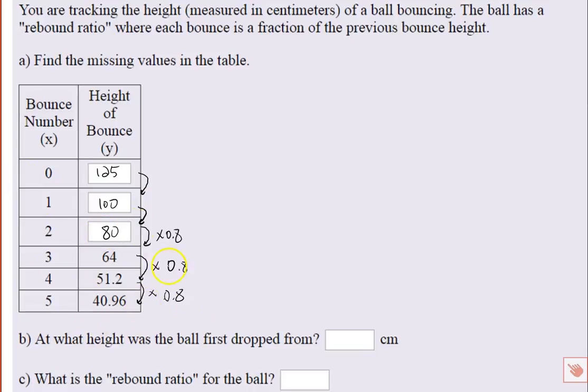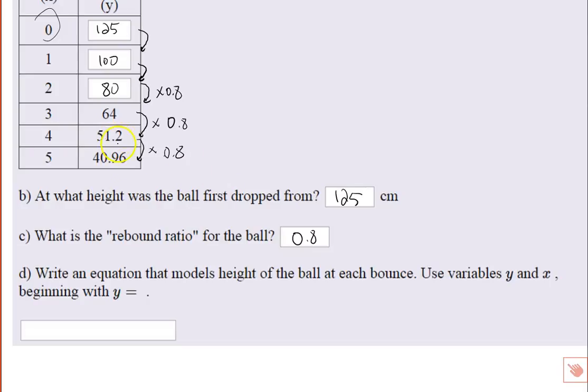So at what height was the ball first dropped? That's the original, before I even dropped it, that would be 125 centimeters. And the rebound ratio is this multiplier. It continually bounces up to 80% of the previous height. So 0.8 is this rebound ratio.